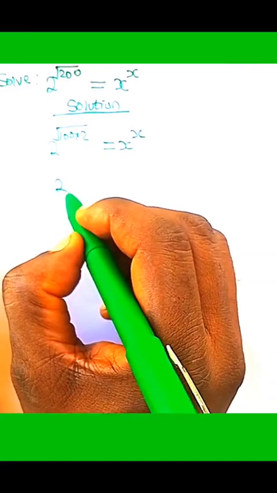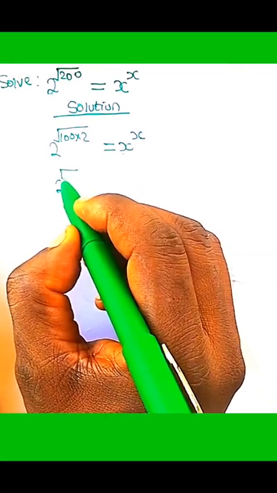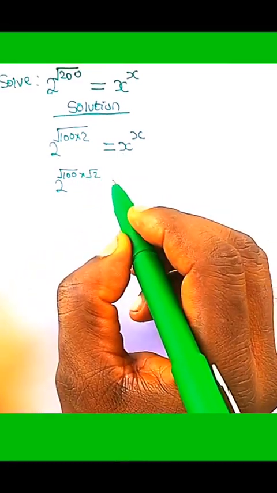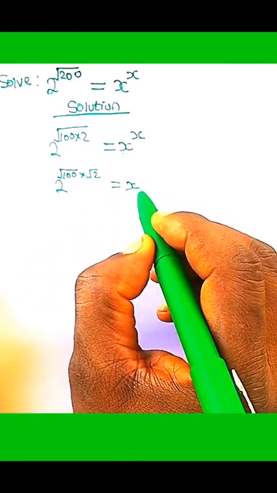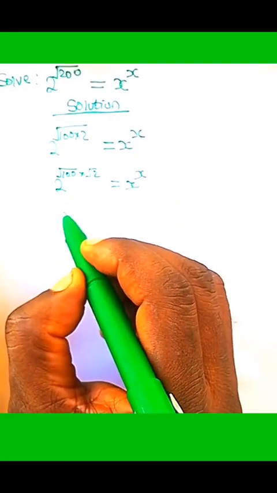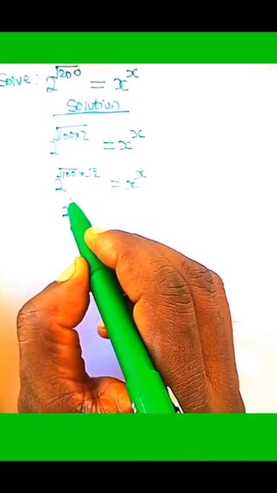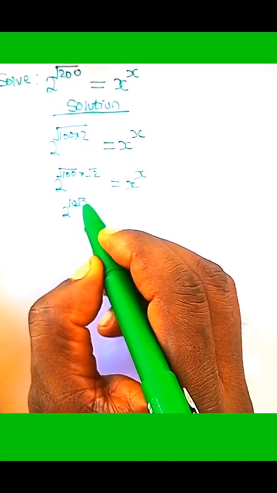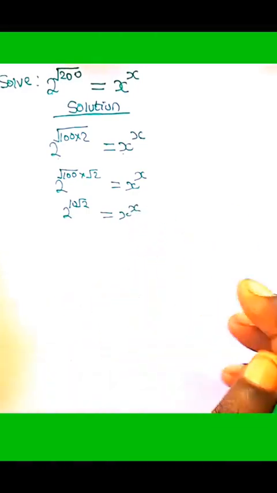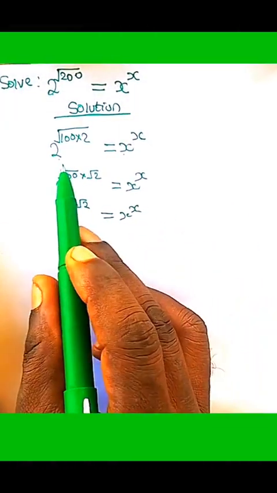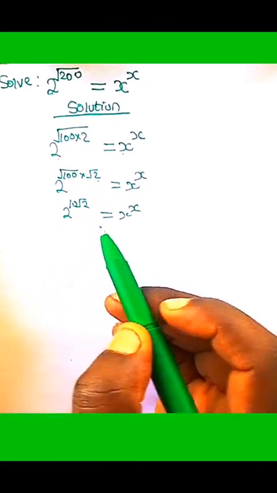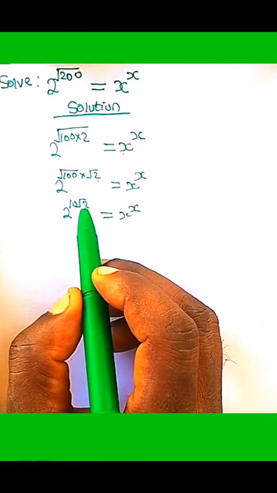So we have 2, this one is like 100 times root 2, which equals x to the power x. We don't have a problem here. So this one now could be written as 2 raised to the power 10 root 2 equals x power x. Because the root of 100 is 10, and this 10 multiplied by root 2 will give us this. We have root 2 here.